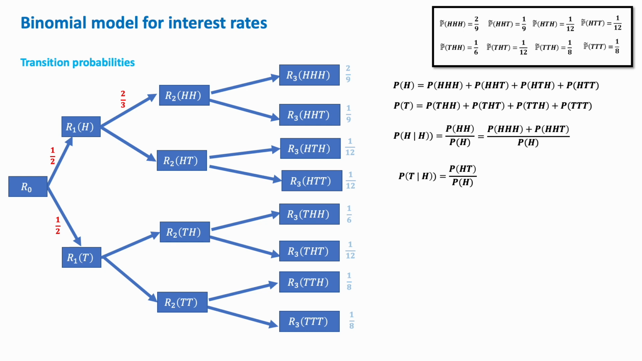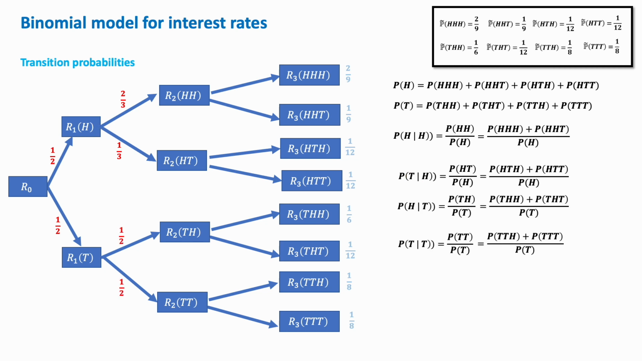And naturally we can do the same thing for the probability of getting a tail, given that the first coin toss was an H. If you assume that we're here, what is the probability of transitioning from this state to this state? When we do the math, as usual, we find that it's 1/3. And we can keep doing this for all the transition probabilities as well.